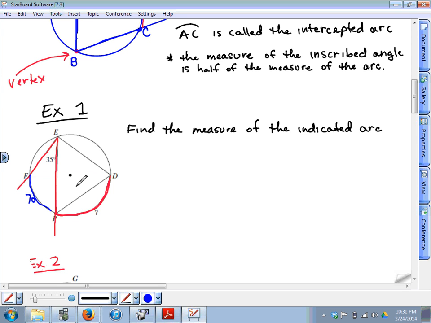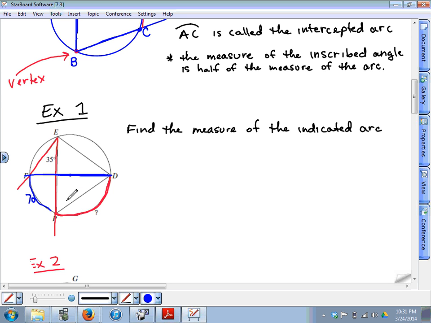Now here's where you have to be clever. Notice this line right here from F to D. That's a diameter because it goes right through the center of the circle. What a diameter does is it cuts a circle directly in half. We have a top hemisphere here and a bottom hemisphere.